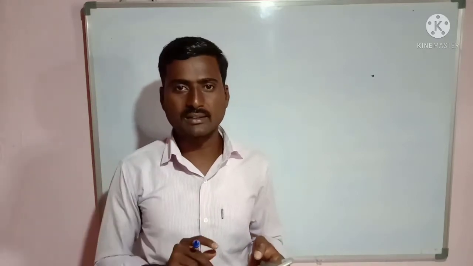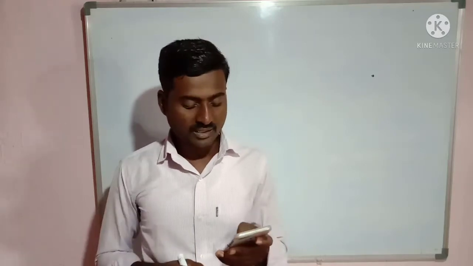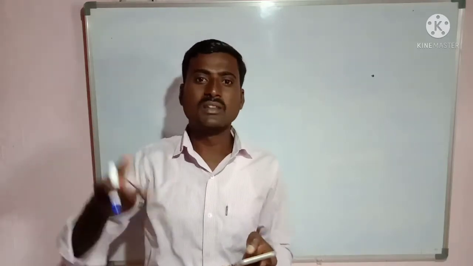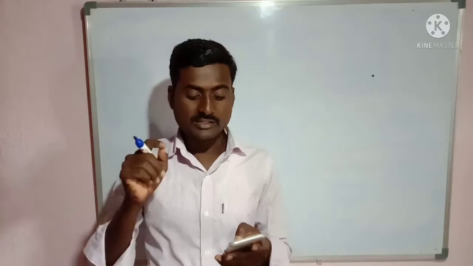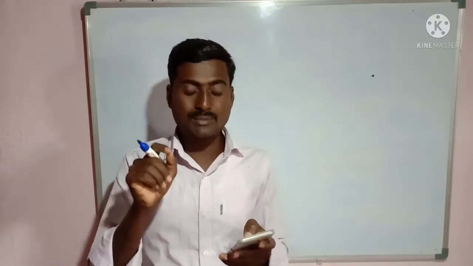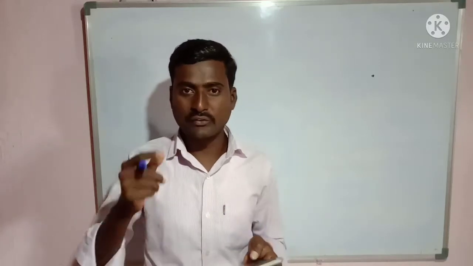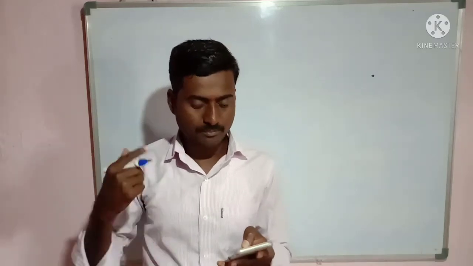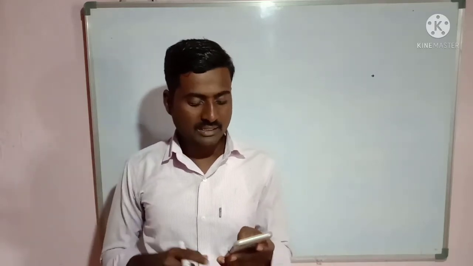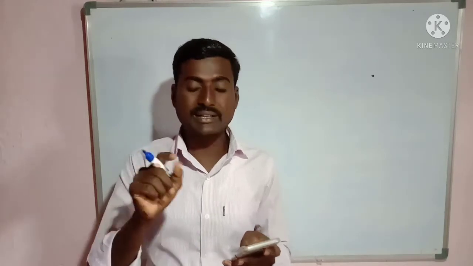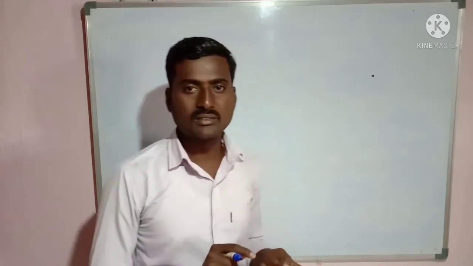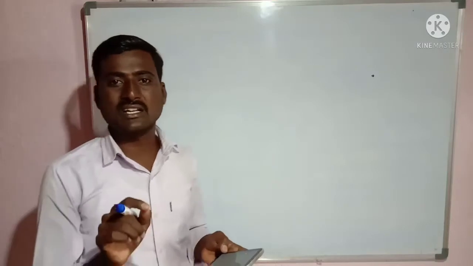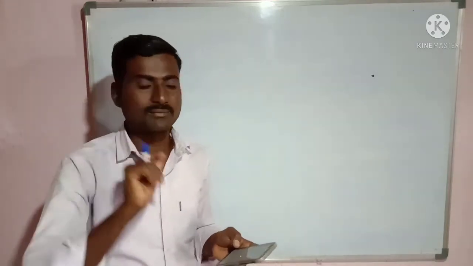That is one statement. And one more is 5 years ago, which means 5 years back, Jacob's age was 7 times that of his son. So 5 years ago means before 5 years, the age of Jacob is 7 times that of his son. We have to find the present age of Jacob and his son.